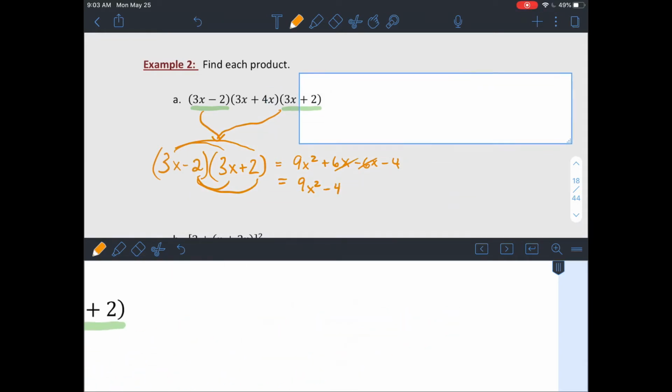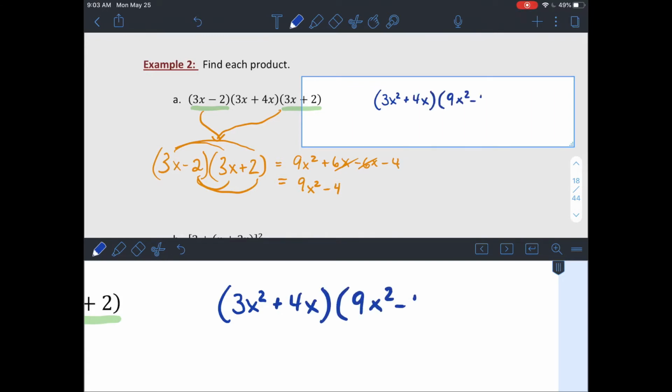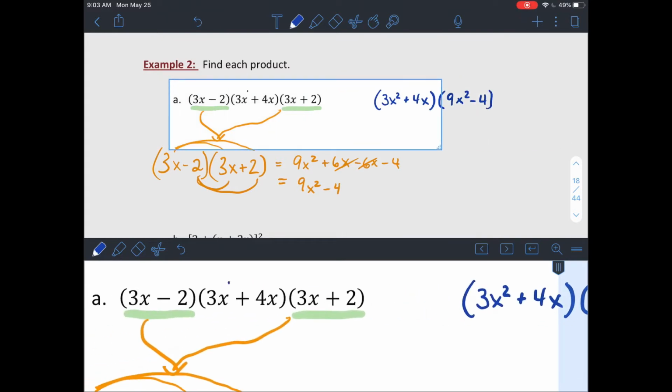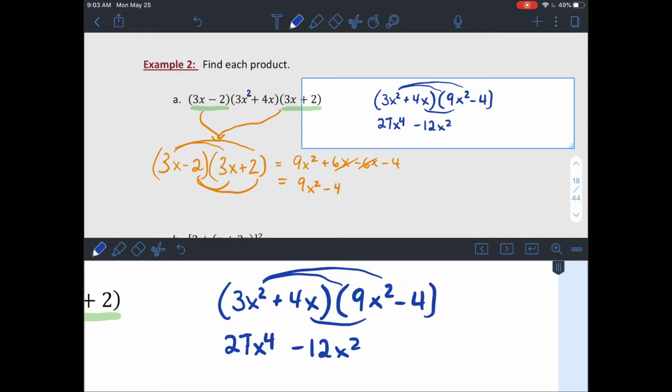And you just have 9x squared minus 4. That still needs multiplied by your other binomial, which I just realized has a typo. That's supposed to be 3x squared plus 4x, so I'm going to write it there like it's supposed to be. My 9x squared minus 4 needs multiplied times it. And then a little more distributive property, 3x squared times both terms in your second binomial will give you 27x to the 4th minus 12x squared. And then multiply 4x times both of them. It's going to give you 36x to the 3rd and a negative 16x.